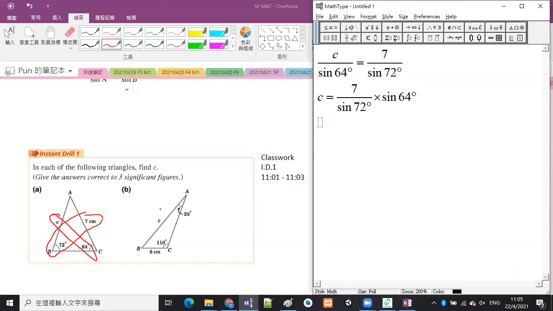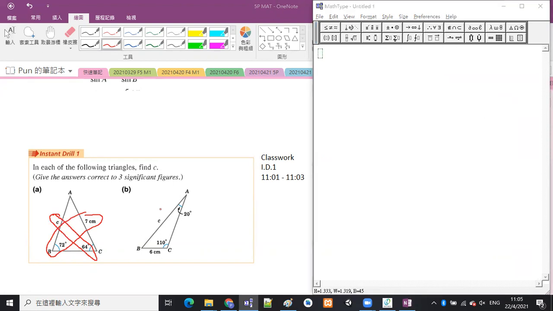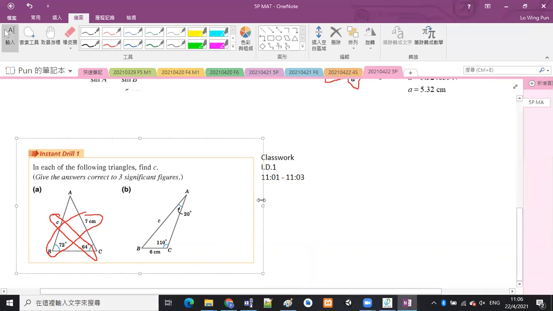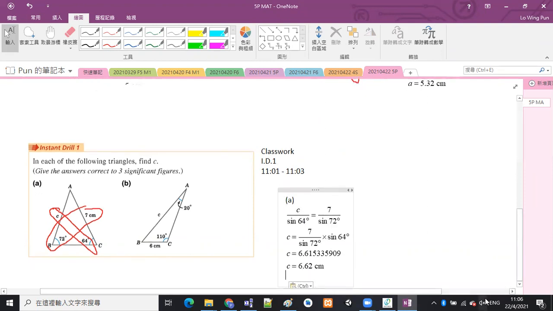Then just use the calculator. It should be 6.61 something, 5335909. When corrected to 3 s.f., C should be 6.61, but because the next digit is 5, you should add 1 to the 1. It should be 6.62. And the unit is cm. Can you get this correct? This is part A. And then part B. Yes, the answer is 16.5 cm.